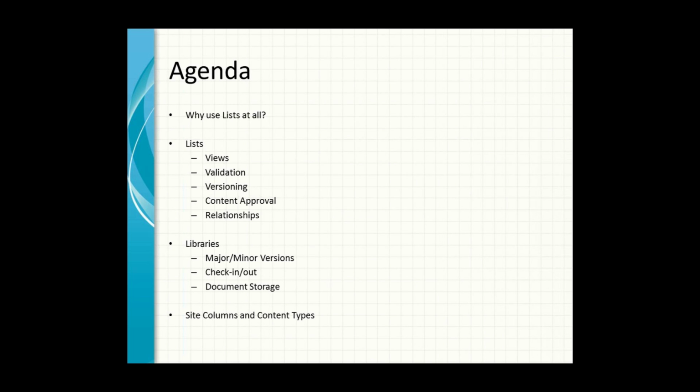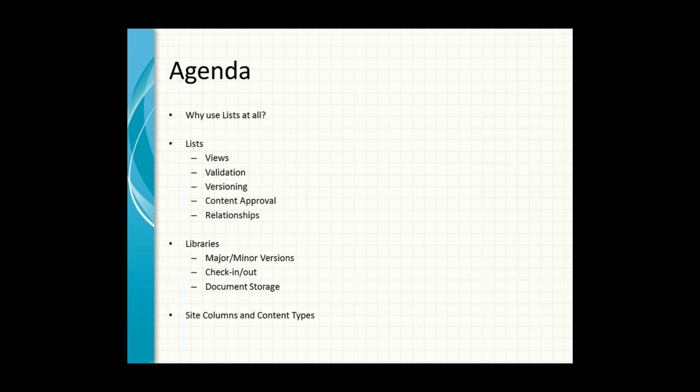We'll be seeing how we introduce basic validation into lists to make sure our data is of the quality and form that we need. We'll be seeing how we introduce versioning to lists. We'll see how content approval can ensure that the right content and the right message is published out to the readers of our content within SharePoint. And I'll be showing you how we can introduce basic relationships between the information in lists, which can be very useful.